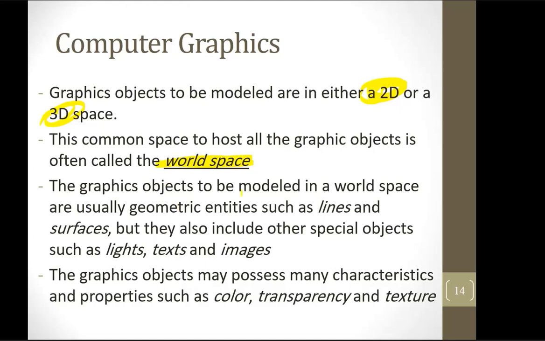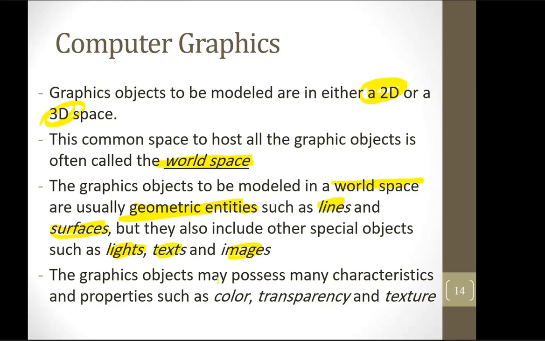Now, the graphic objects to be modeled in the workspace are usually geometric entities. What we have in this workspace are some geometric objects. You can have lines, you can have surfaces, you can have boxes, you can have volumes. And they can include other special objects like lights. We can add lights, we can also add text, we can add images. All these are components that we can add in the world space.